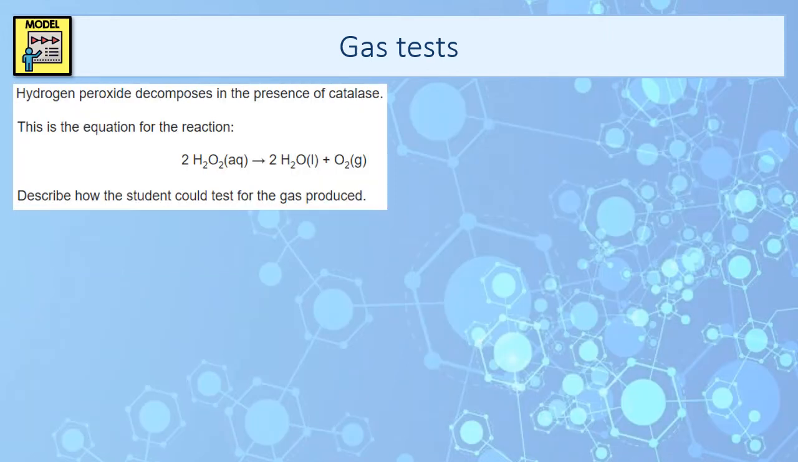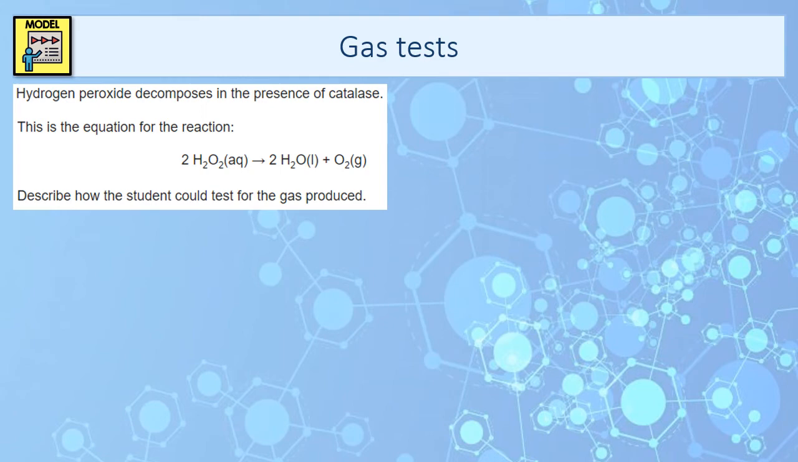Okay, so let's look at the kinds of questions you might be asked about these 4 gas tests that I went through on the previous slide. Sometimes they'll be very straightforward and they will just say, describe the test for carbon dioxide gas or describe the test for chlorine gas, and you will know exactly what you have to do. Sometimes you'll need to do a little bit more work, and this is an example of one of those times. Have a look at this question.